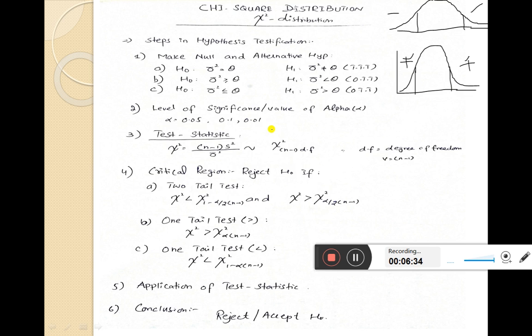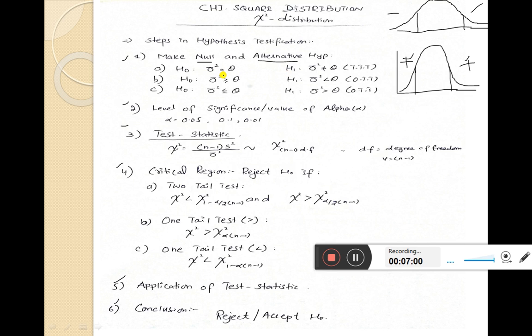Now let's start the steps in hypothesis testing. As I told you, step number 1, step number 2, step number 3, step number 4, step number 5, and step number 6. In step number 1, first we will make the null and alternative hypothesis. Null and alternative are definitely clear to you. H0 is your null and H1 or HA is your alternative.